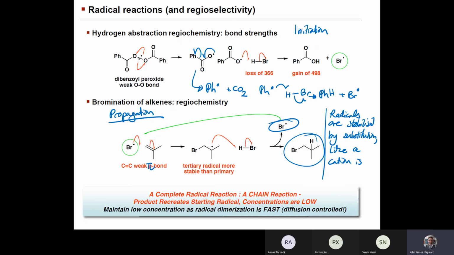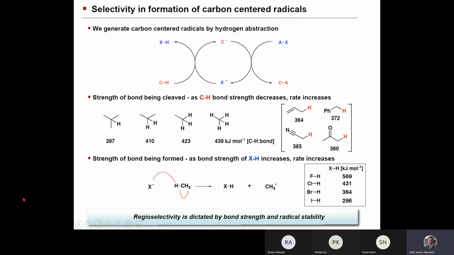Okay, so we generate this carbon-centered radical by hydrogen abstraction. We generate the halide radical from the carbon, and we go around in this circle. Okay, so X dot to C dot to X dot to C dot by shuffling hydrogens all over the place. That's a very important, very useful thing.